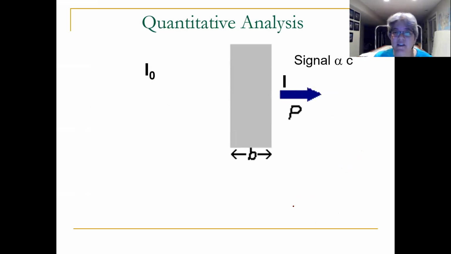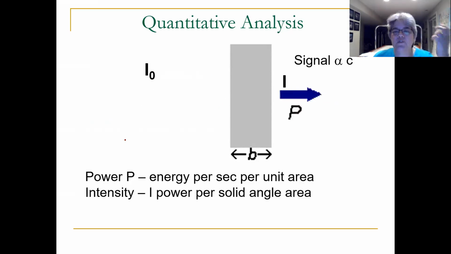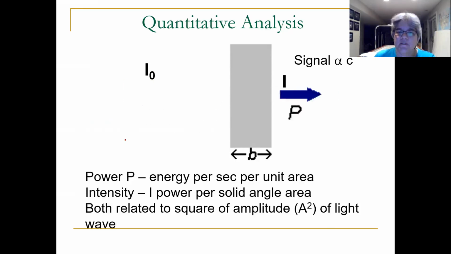This is actually a very important method. We're going to spend a lot of time today looking at how we can do quantitative analysis. To do this experiment, you start out with a light source and you measure its initial either intensity or power. Those two are related. The difference is the units. Both of these are related to the square of the amplitude, that's how big the wave is.